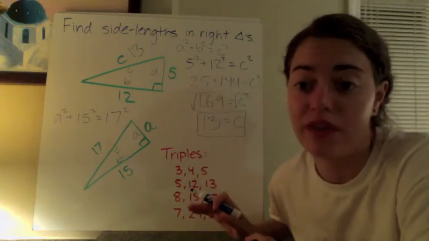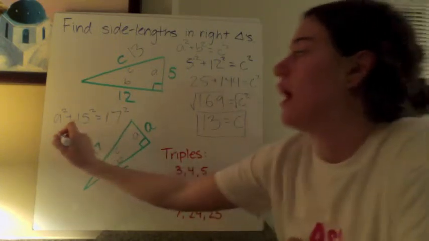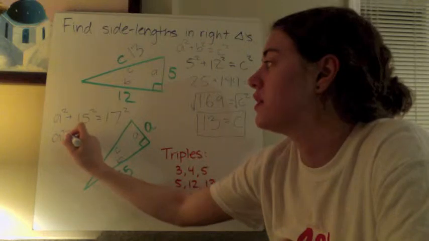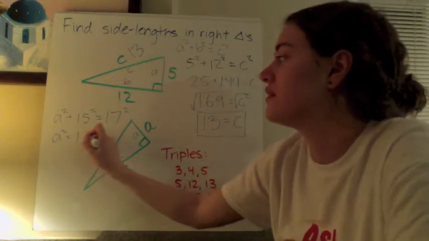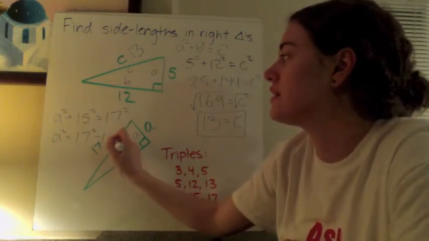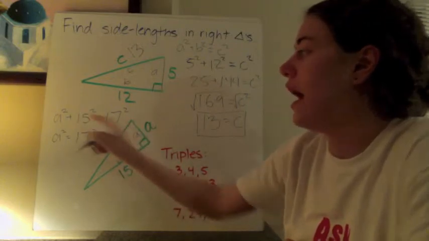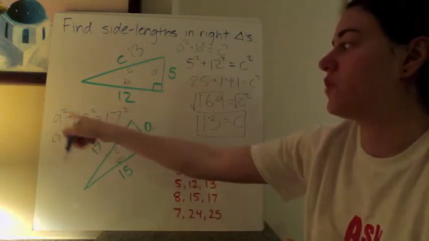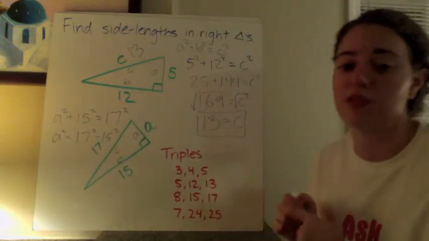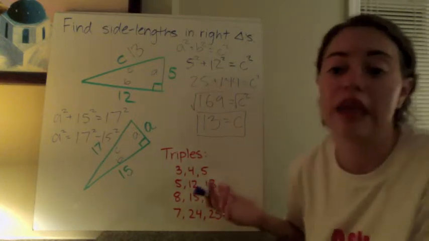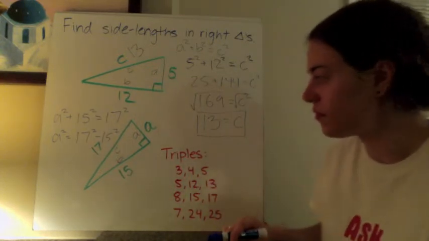So now I can't square these in my head. So what can I do? I would set up A squared is equal to 17 squared minus 15 squared. I just brought the 15 squared over to the right side by using subtraction. From here, you could use a calculator to solve this.